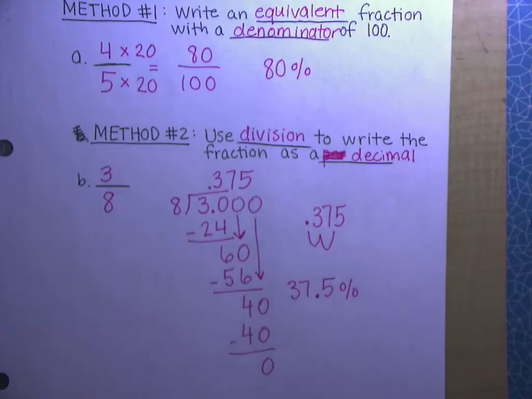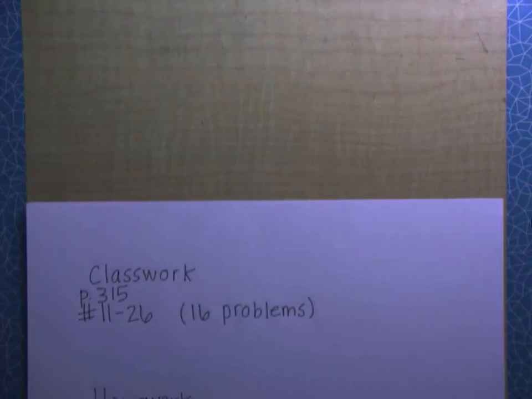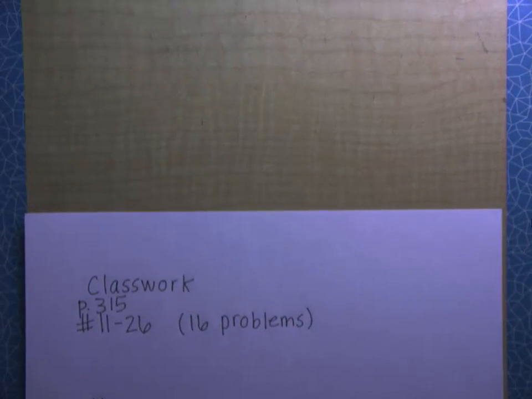Today, our classwork is going to be page 315, numbers 11 through 26. That's going to be 16 problems. So once I let you go, you're going to do just those 16. And it'll be a mix. Some of them you will be going from fraction to percent. Some you'll be going from decimal to percent. And some are going to ask you to do both. On your classwork, it looks like you're just going to be doing one or the other.